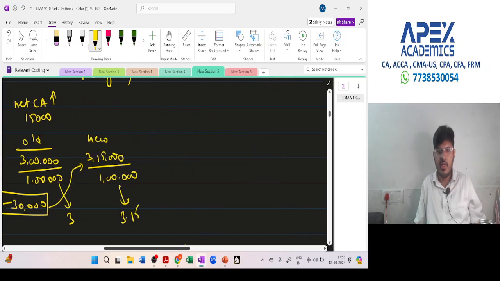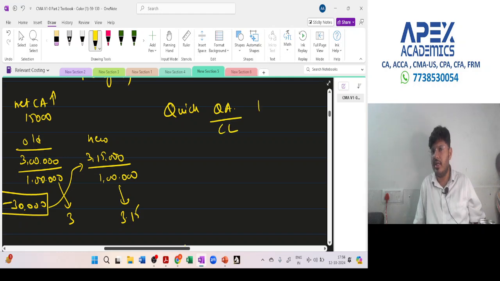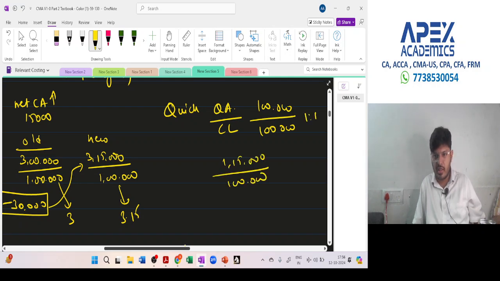Sir, over here, in the case of my quick ratio, it was quick assets upon current liabilities. Sir, it was 1 lakh upon 1 lakh, and it's a cash sale. Sir, now it has become 1 lakh 15,000 upon 1 lakh. Sir, here it was 1 is to 1, here it is 1.15 is to 1.